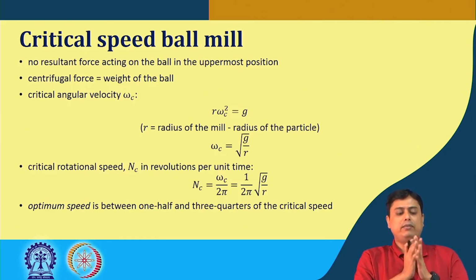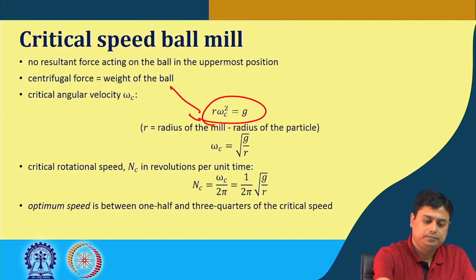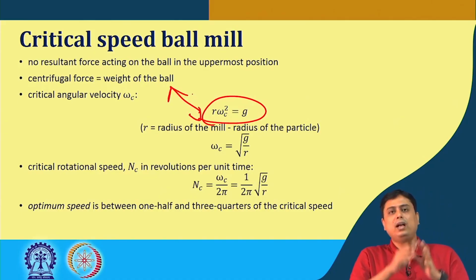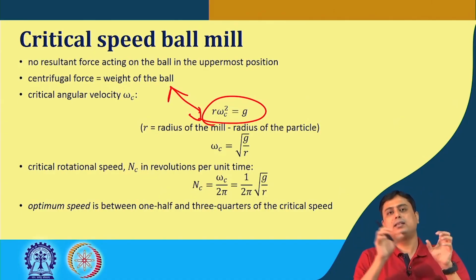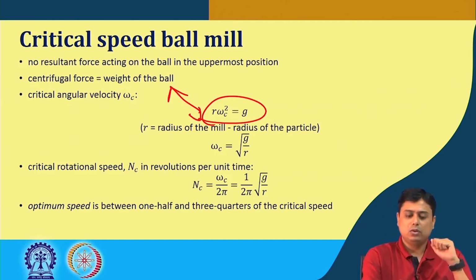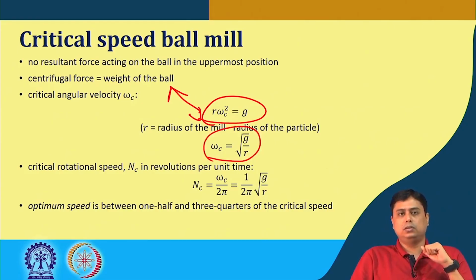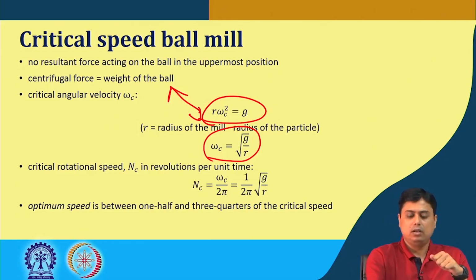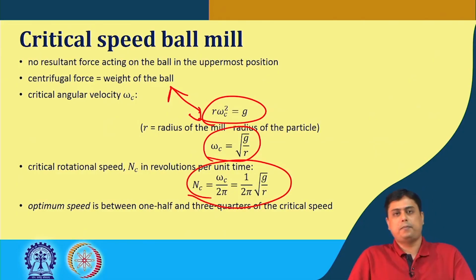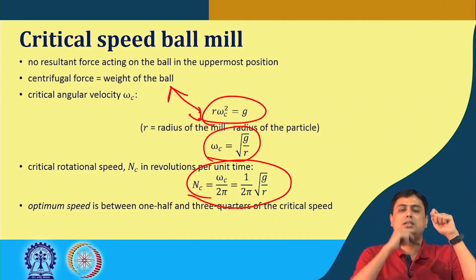So the critical angular velocity, if that is say omega c, we can write this balance, where this r is the radius of the mill minus the radius of the particle. So that means we can have a critical angular velocity value. So the critical rotational speed nc, the revolution per unit time, can be written in this way. But remember, this is the critical one, where the centrifugal force is just the weight of the ball.